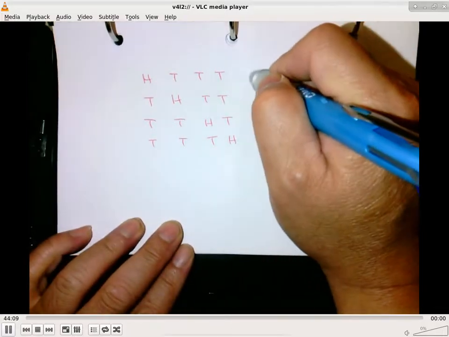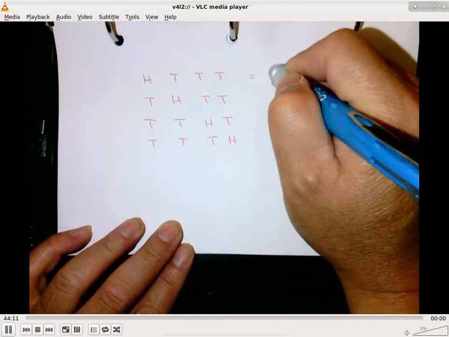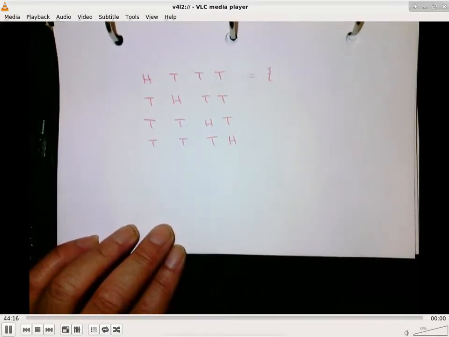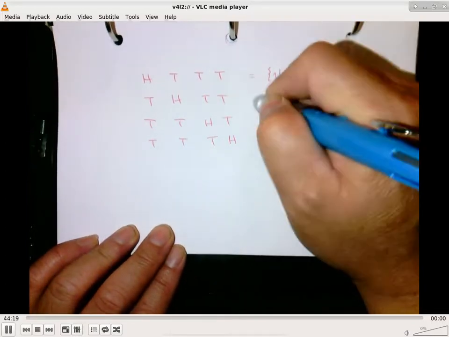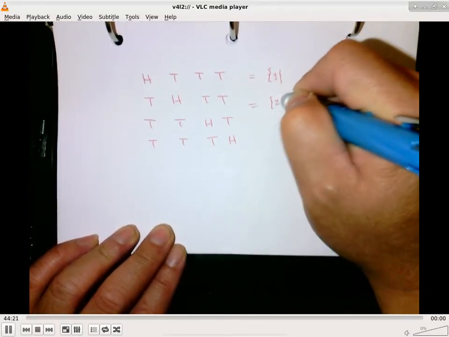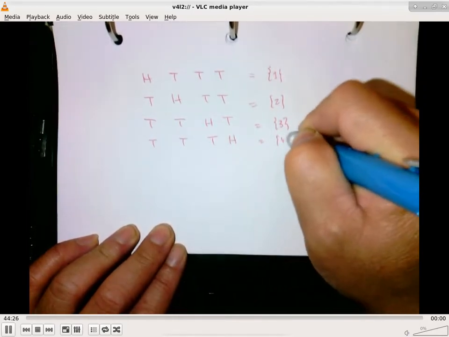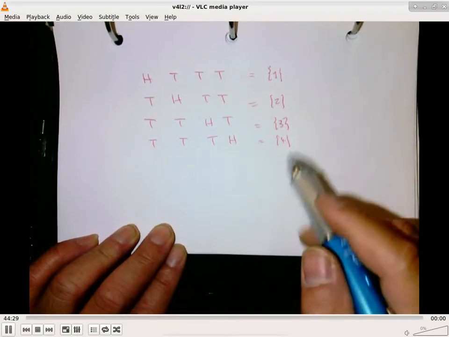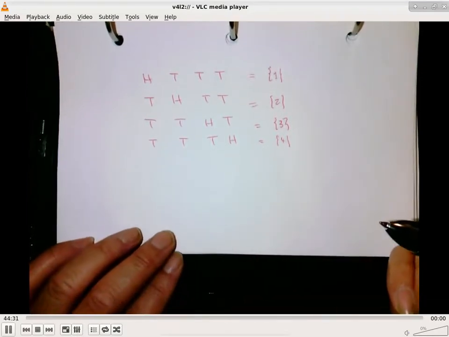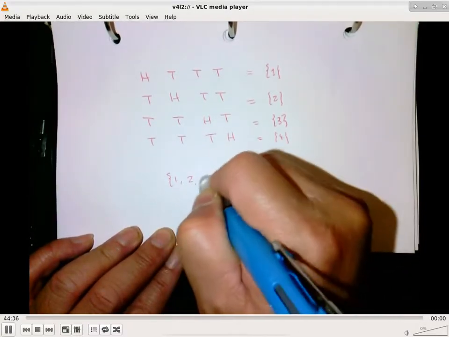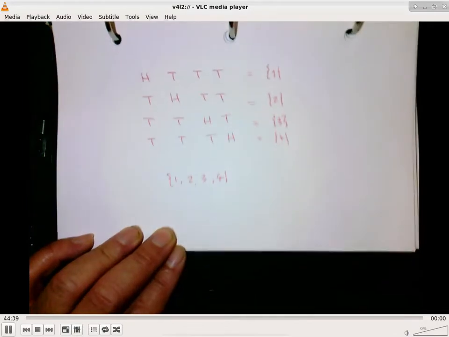The way we code this is we just use a set to indicate the position of the head. The first one: what is the position of the head? 2. What is the position of the head? 3. And this is 4. But what are the possible choices that the head can be at? We are choosing one out of the set of 1, 2, 3, 4. That's why we are using choosing, which is combination.